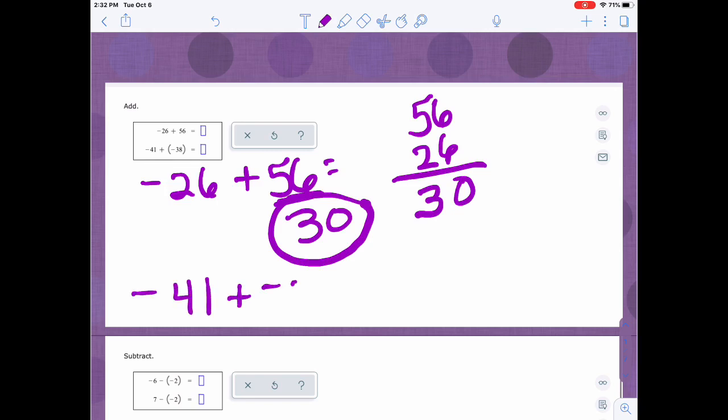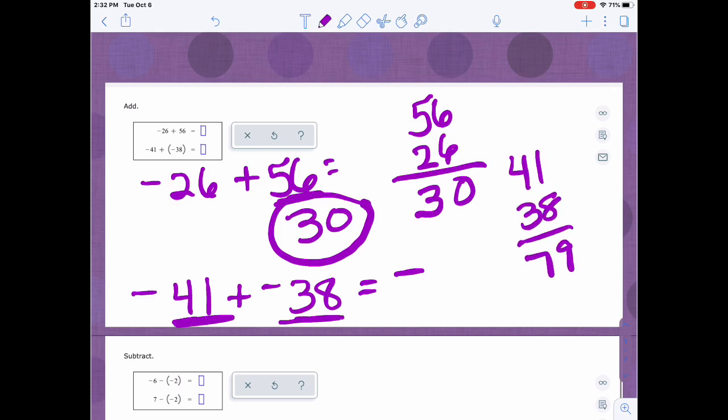-41 plus -38. We have lots of negatives, more negatives. When we add them together, we just get a whole bunch of negatives. So we think about this, 41 and 38 is 79. And because they were both negative, don't forget to keep it negative.